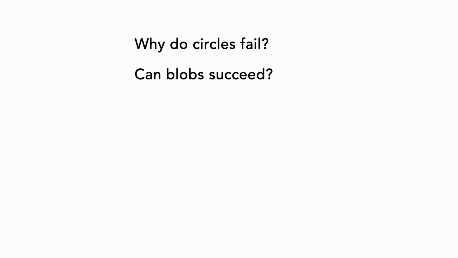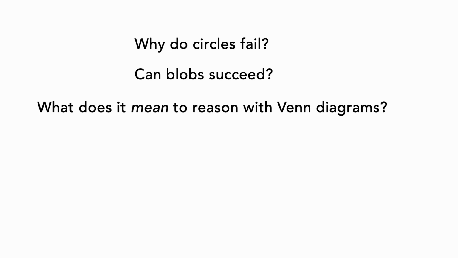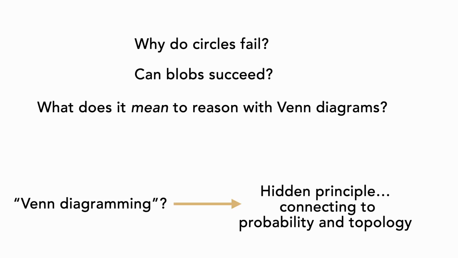So circles have failed. Why do they fail? But blobs seem to succeed for now. But can we really trust them? What does it even mean to reason with blobs? In this video, we will answer these questions and think deeply about Venn diagramming, which will lead us to uncover a hidden principle that stretches from set theory all the way to probability and topology.